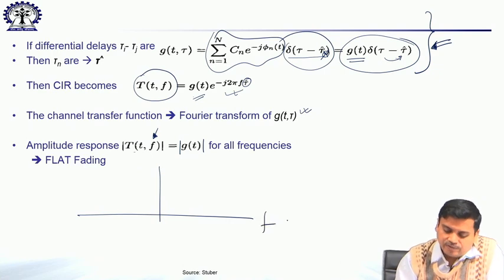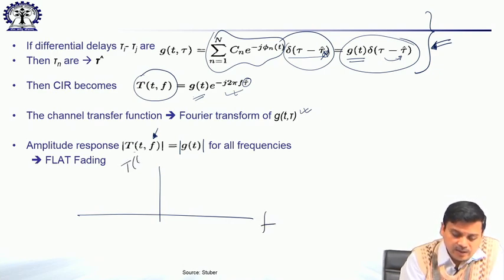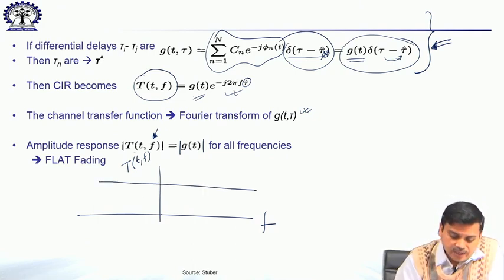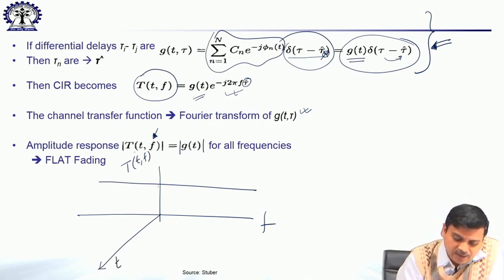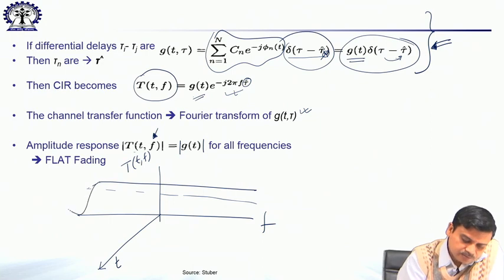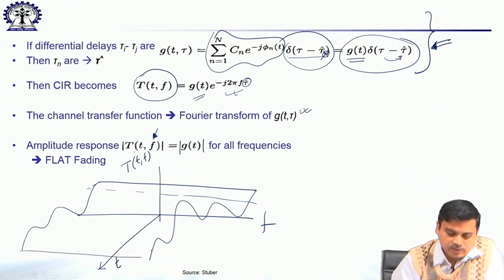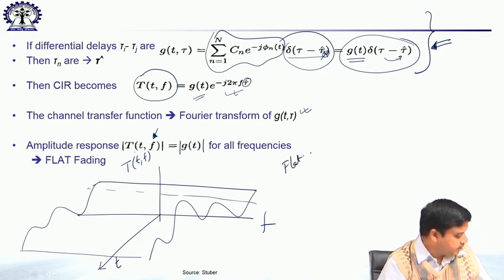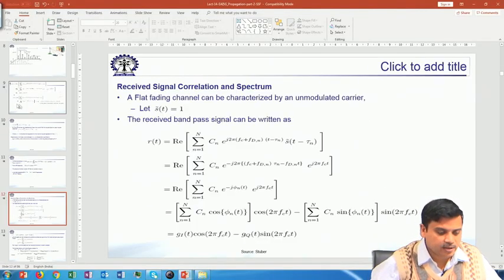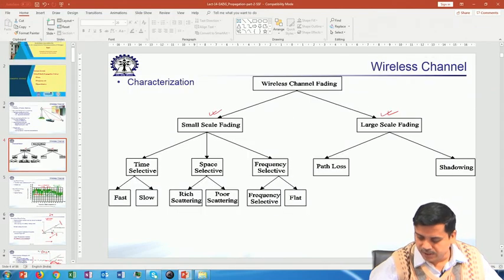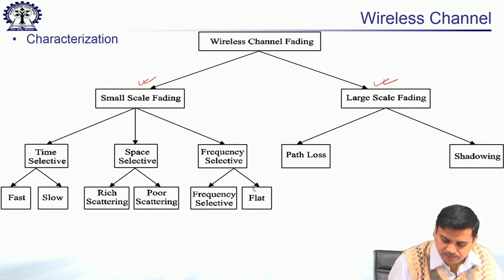That means, if we have a frequency f, and if we write T(t, f) at a particular instant, it will be a constant value across all frequencies, and if we have time in this axis, then at every instant of time we can imagine that this bar would be at different values. That is what this bar is going to fluctuate like. So, that is what gives rise to flat fading, what we have been talking about for a long time, and that is one of the components of the study.